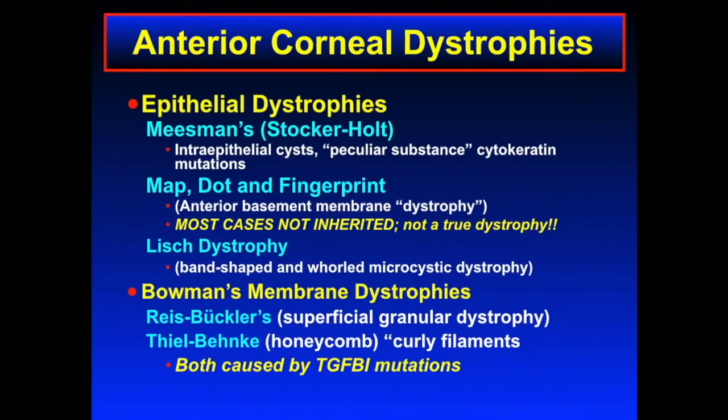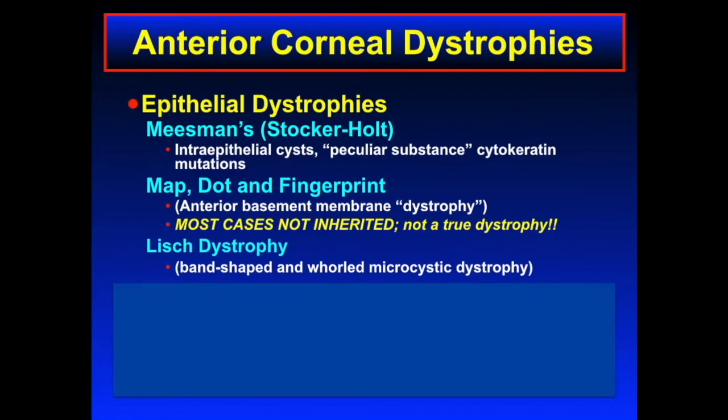Corneal dystrophies classically are classified topographically. We talked about epithelial dystrophies and dystrophies of Bowman's membrane, stromal dystrophies, and endothelial dystrophies. The anterior corneal dystrophies include Meesmann's, Stocker-Holt, map dot and fingerprint, which actually probably is not a dystrophy in most instances, and Lisch dystrophy, band-shaped and whorled microcystic dystrophy.